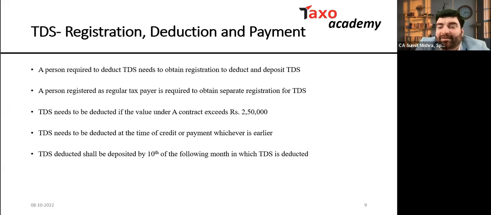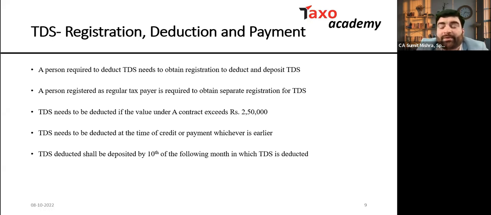TDS shall be deducted. Whatever the amount I have deducted, I cannot keep in my pocket. I have to deduct and deposit to the government exchequer by 10th of the following month in which TDS is deducted. For example, the transaction took place in the month of November. I have booked it in my books of account on 30th of November. Then I am supposed to pay it to the government exchequer by 10th of the following month, like 10th of December, by all means.